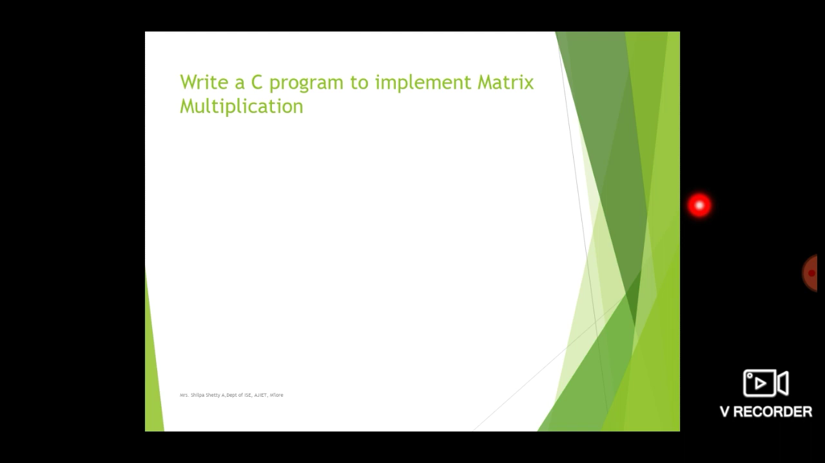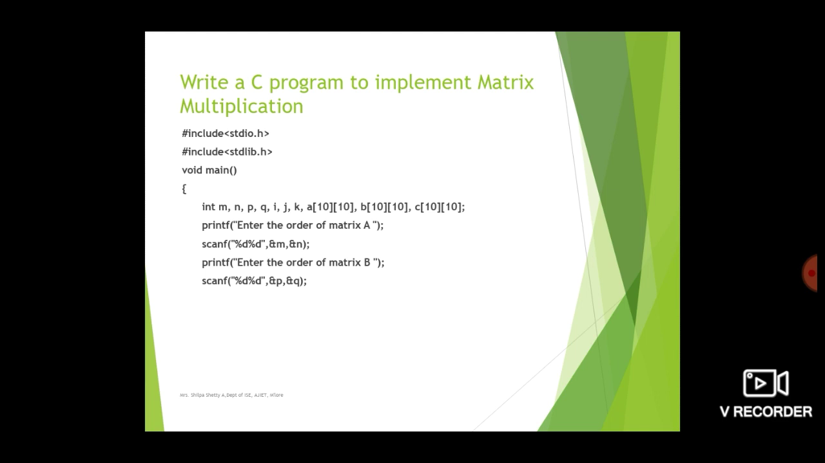So here is a question. Write a C program to implement matrix multiplication. So the program goes like this: #include <stdio.h>, #include <stdlib.h>, void main.